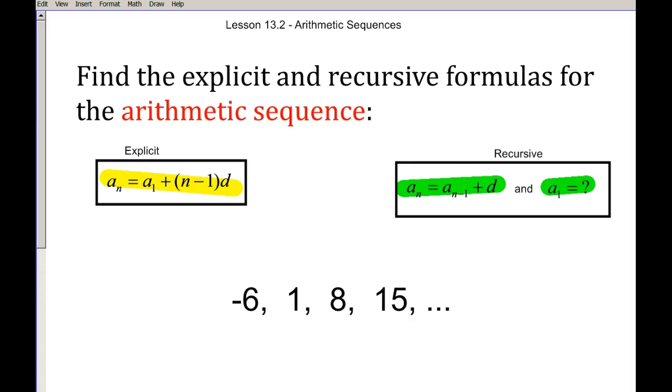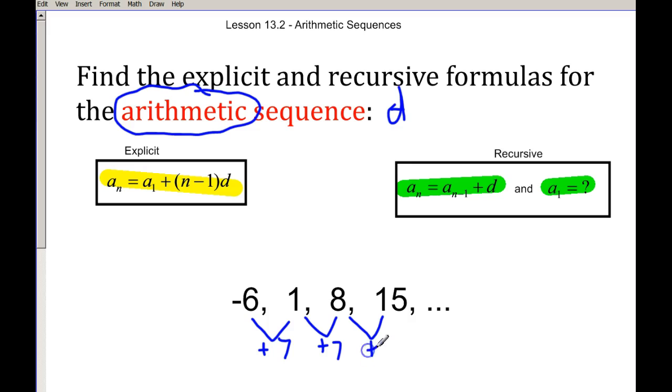So first thing you want to do is find the common difference. Any arithmetic sequence has what's called a common difference, and we use the variable d to describe it. Let's see what the common difference is here. To get to the next term, I'm adding 7. At the next term, I'm adding 7, and I'm adding 7. So the common difference d would be equal to 7, because it's the same between each term.